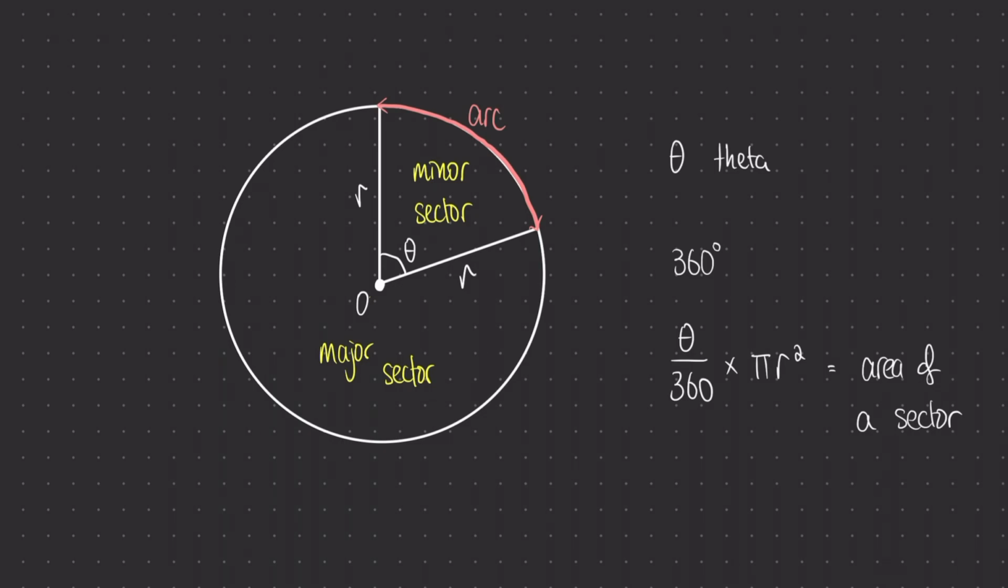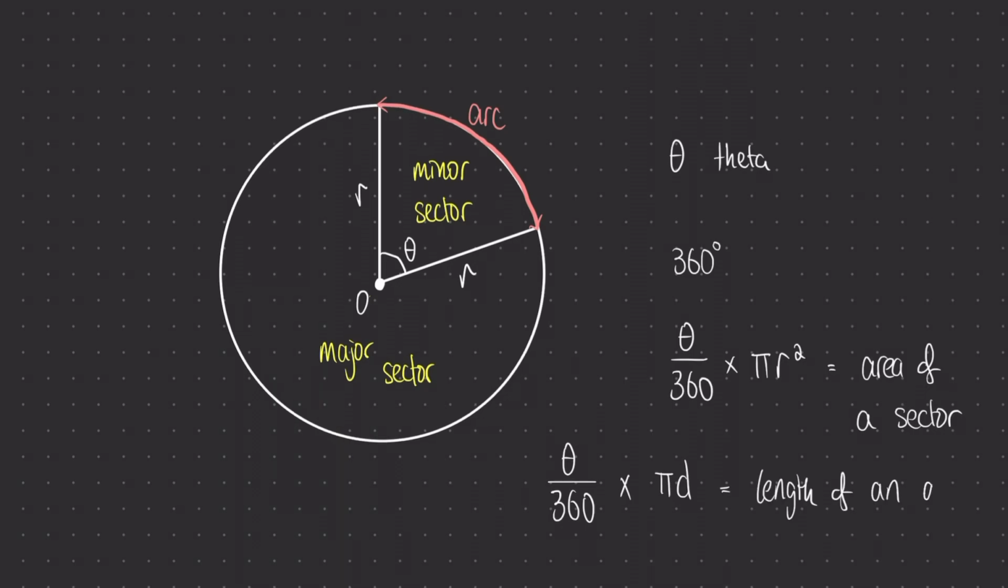Following on from this logic, we can also say that to work out the length of an arc, we're going to have a fraction of the full circumference of the circle. That fraction is still going to be theta over 360 degrees. Whereas before we multiplied by the total area of the circle, now we're just going to multiply by the total circumference, which is pi times the diameter, or we could have written it as 2 pi r. So this formula is going to be the length of an arc.